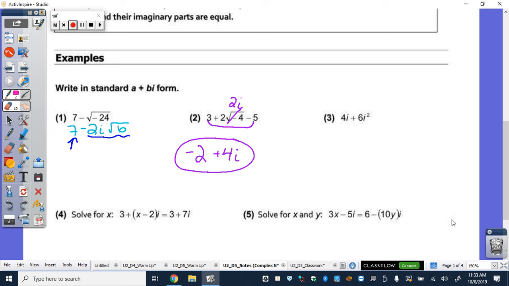Third one, we got 4i plus 6i squared. So again, what does i squared simplify to? -1. So that's really 6 times -1, which turns into -6. And then we got our 4i. So just like I was saying before, your radicals need to come at the end. Your i's, same thing. Those need to come at the end because remember, i really is the square root of -1. It's really representing a radical. So those always need to go at the end.